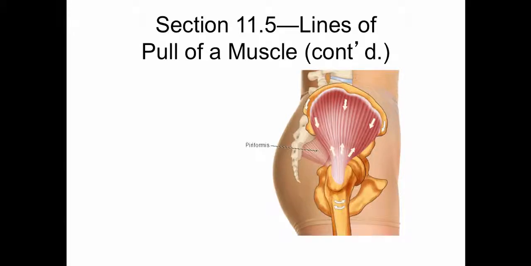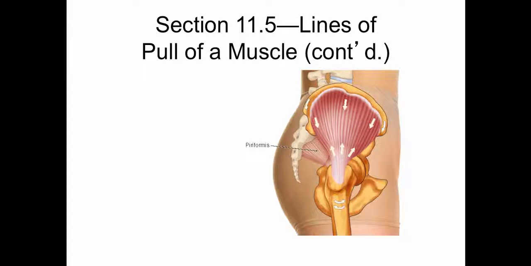If a muscle has more than one line of pull, then for each line of pull that is perfectly oriented in a cardinal plane, one action, one usual action, and its reverse action will be possible. An example of this scenario is the gluteus medius shown on this slide. The gluteus medius has posterior fibers, middle fibers, and anterior fibers, each with a different line of pull on the femur at the hip joint.